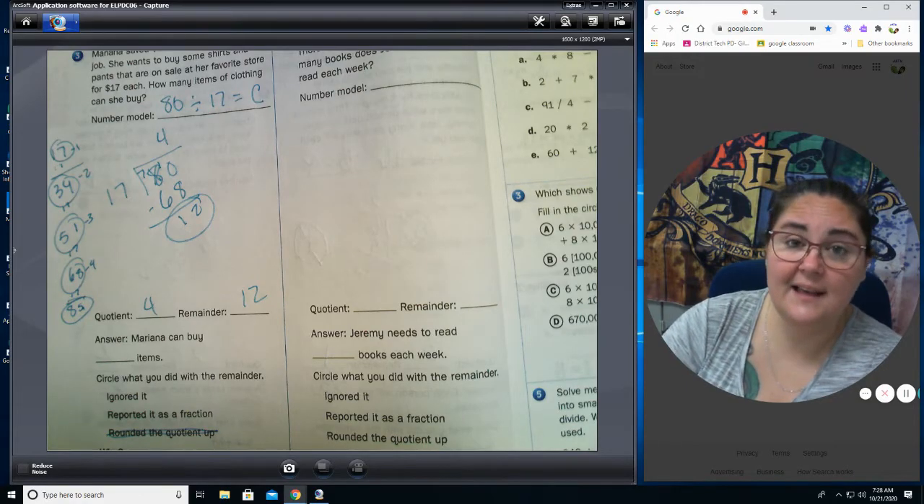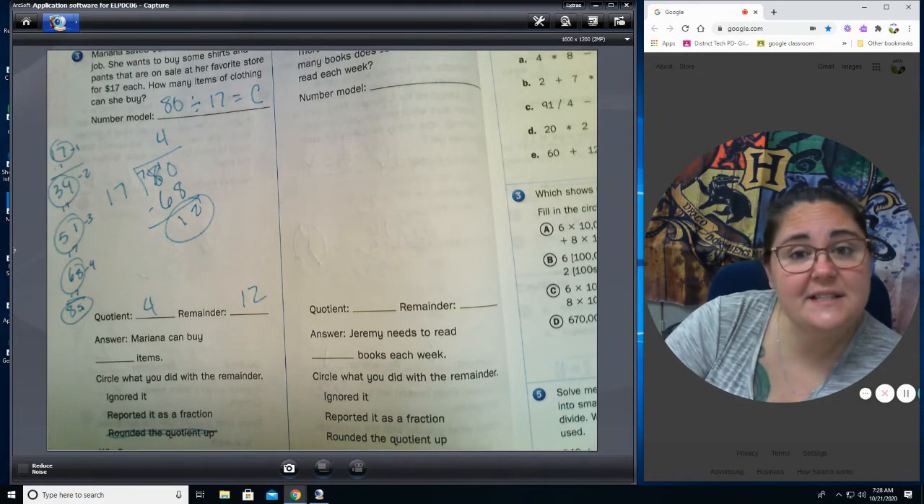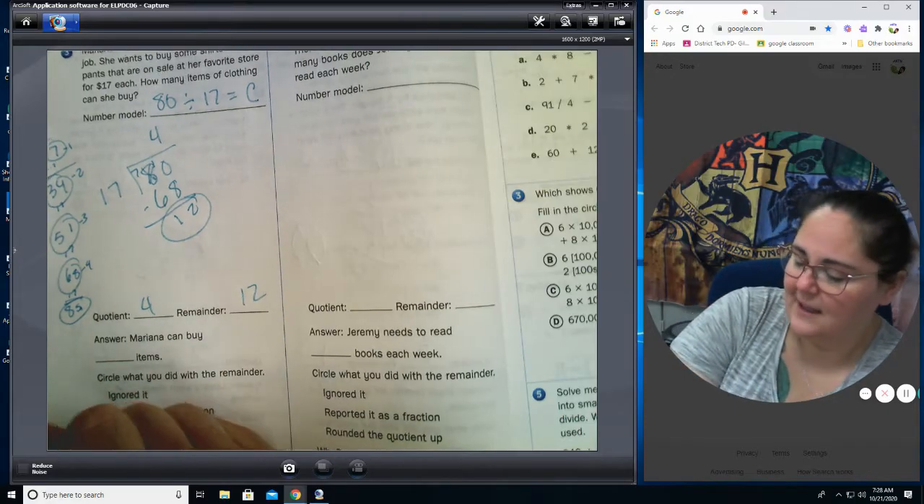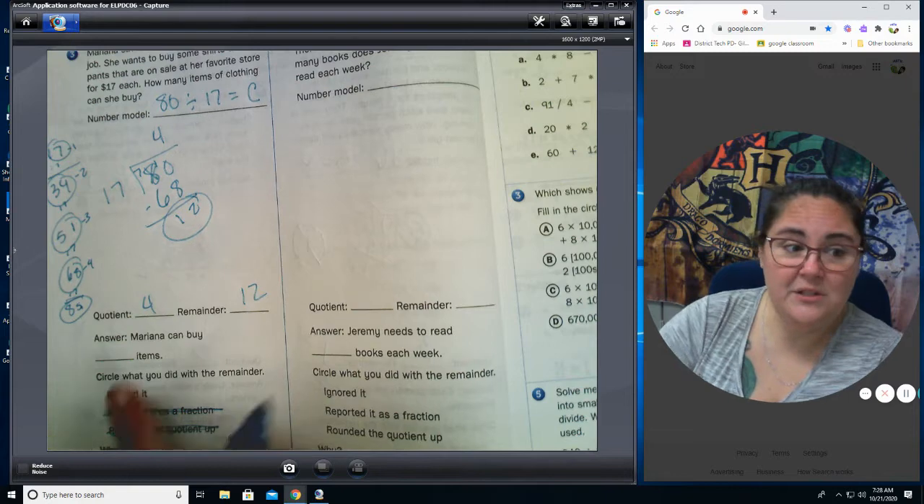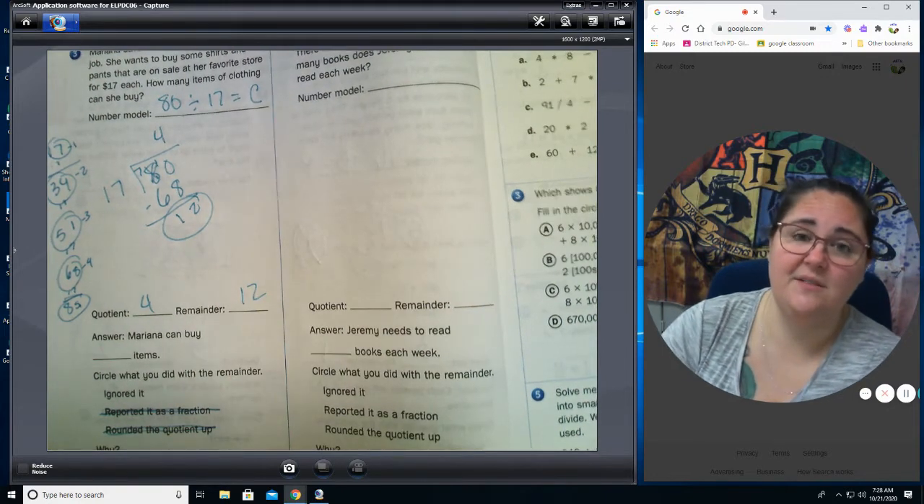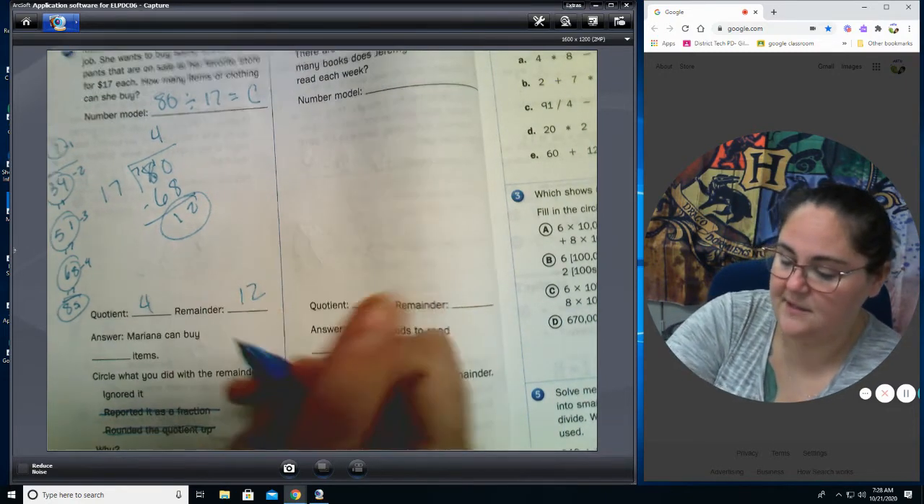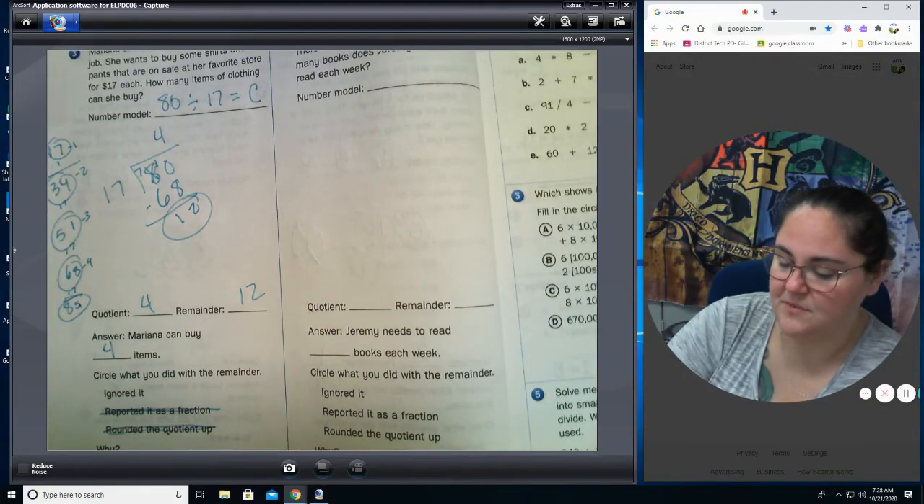Is that okay? Again, that person at the store is going to think I'm crazy. They're going to be like, no, what are you doing? Can't do it as a fraction. So this time I have to ignore it. What I would do is I would take that $12 and I would put it back in my savings account. All right, so she can buy 4 items.